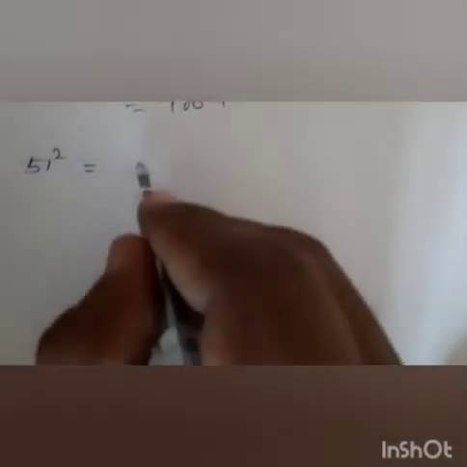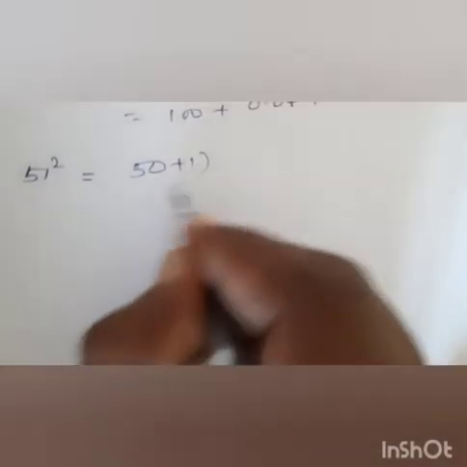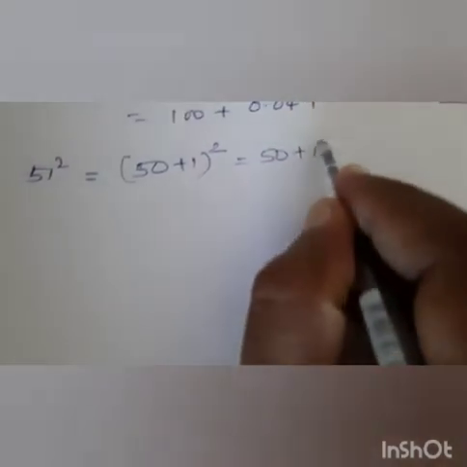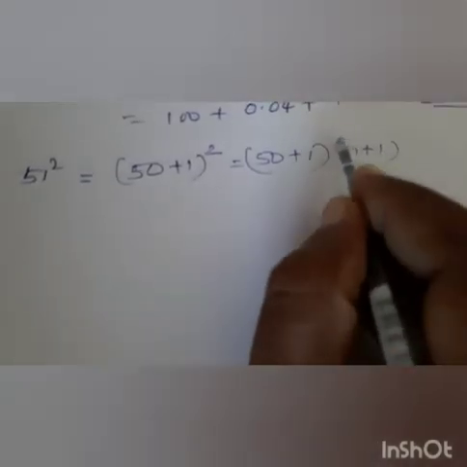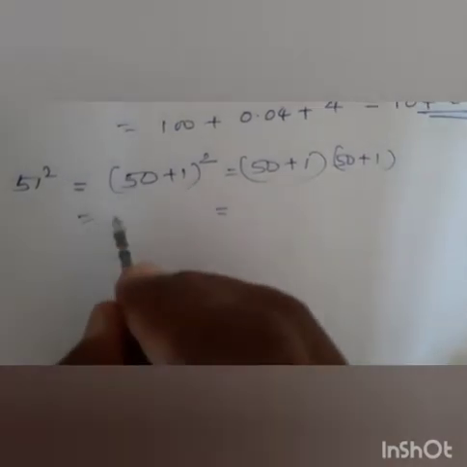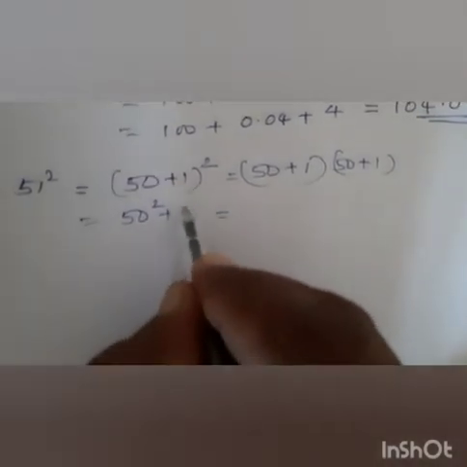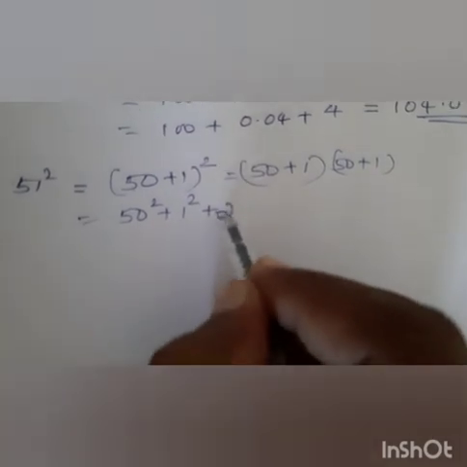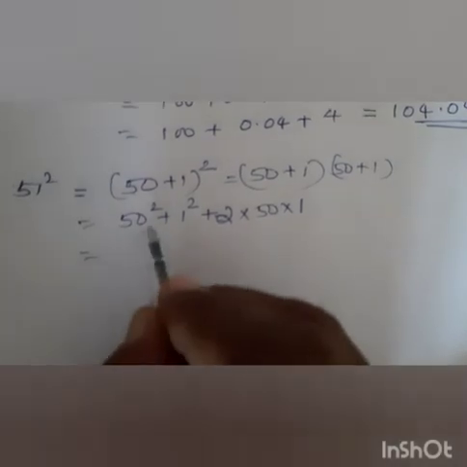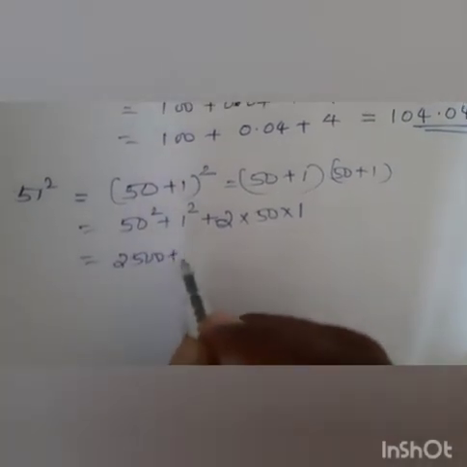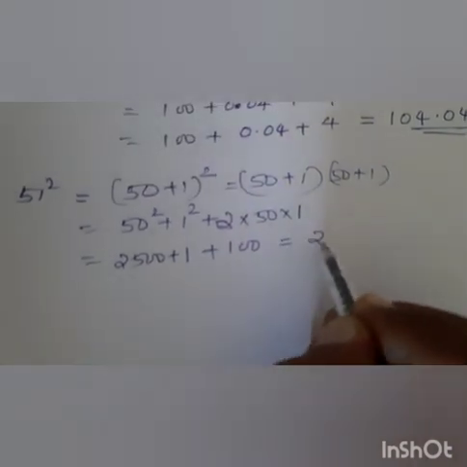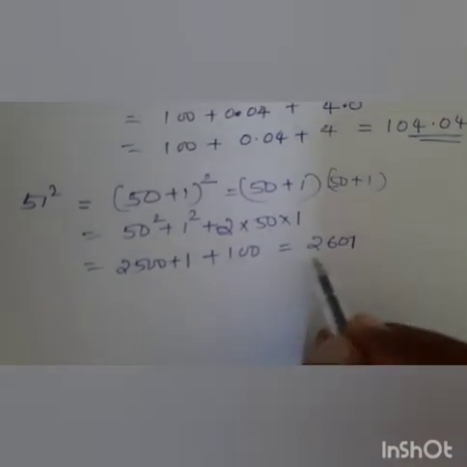See one more, 51 square. It is 50 plus 1 whole square. This we can write as 50 plus 1 into 50 plus 1. Then using the identity, square of 50 plus square of 1 plus 2 into 50 into 1. So 50 square is 2500, 1 square is 1, plus 2 into 50, 100. So the answer you are getting is 2601.